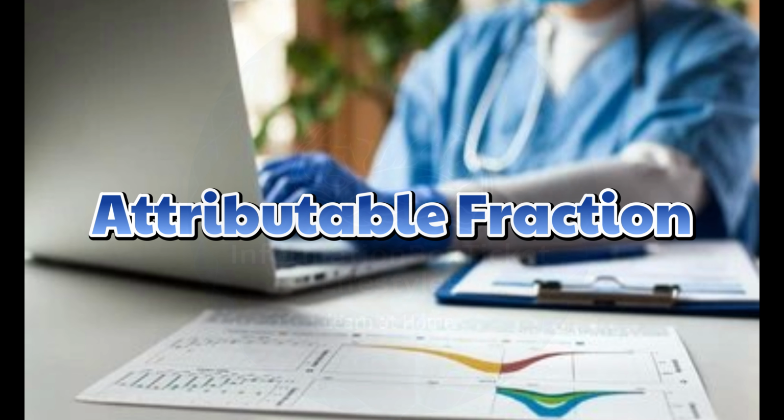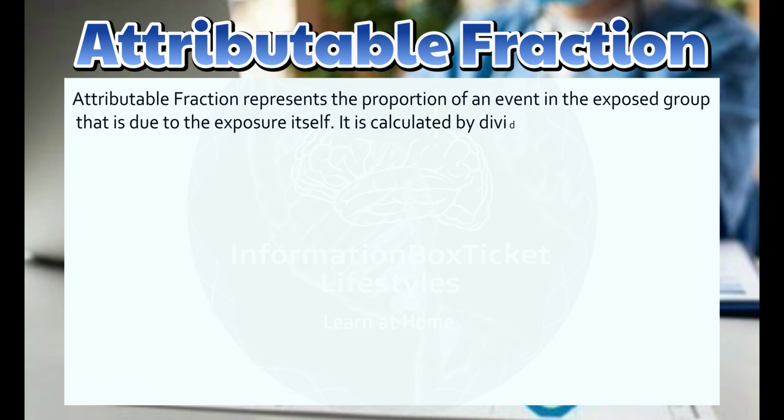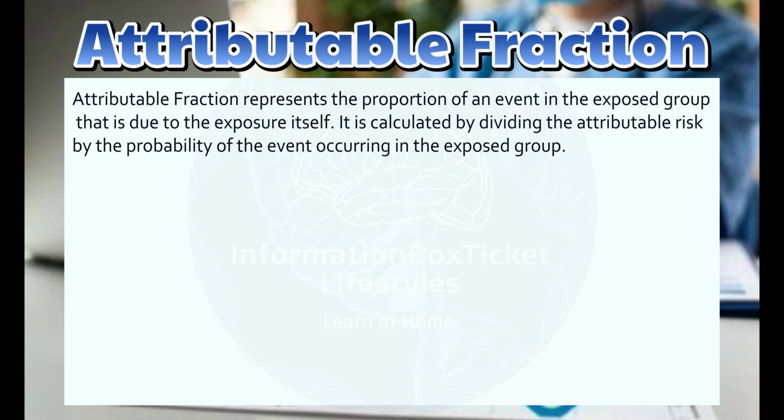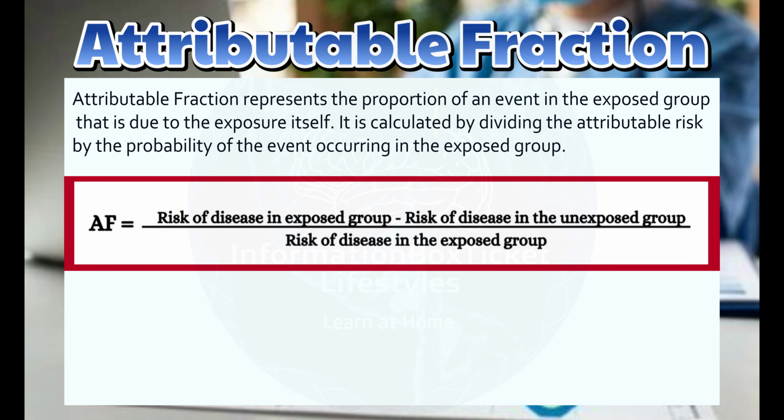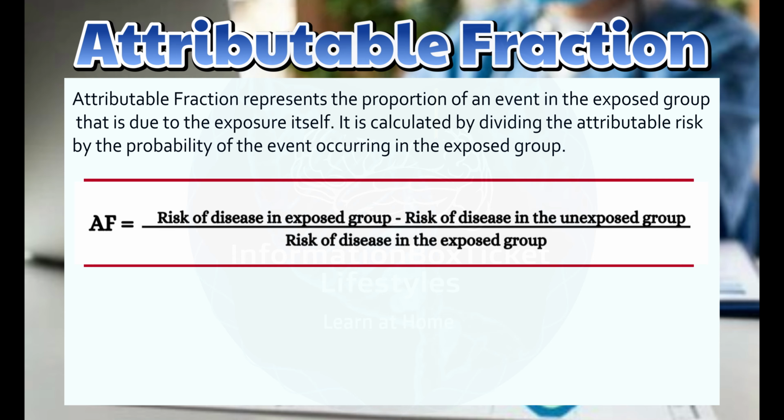Attributable fraction. Attributable fraction represents the proportion of an event in the exposed group that is due to the exposure itself. It is calculated by dividing the attributable risk by the probability of the event occurring in the exposed group. Attributable fraction formula.